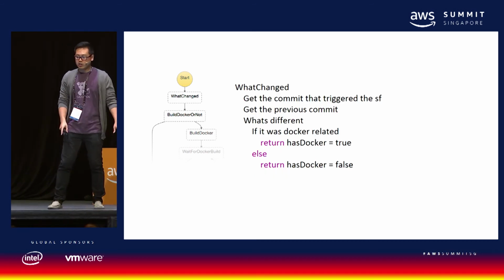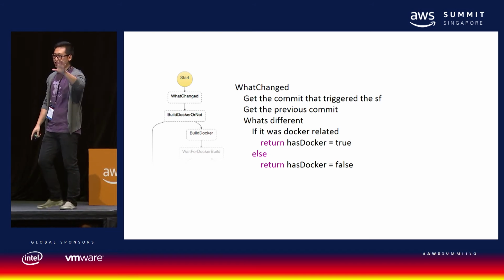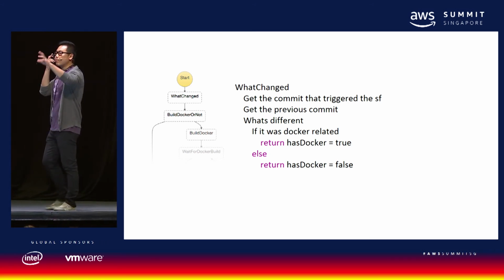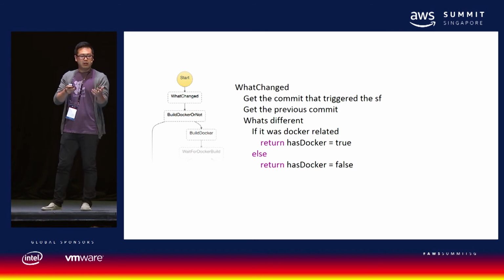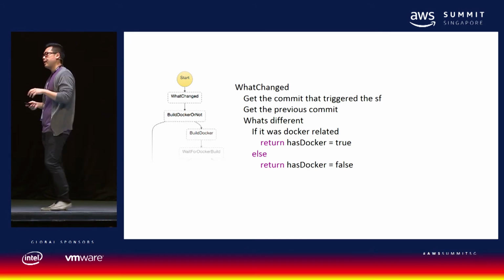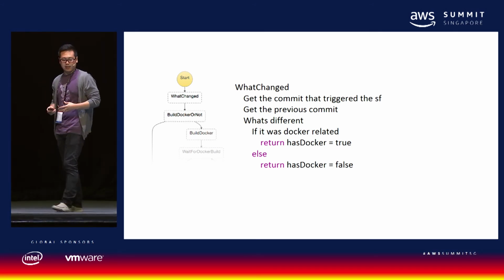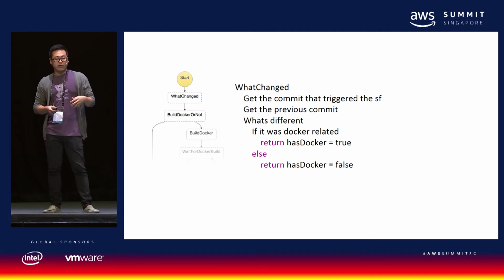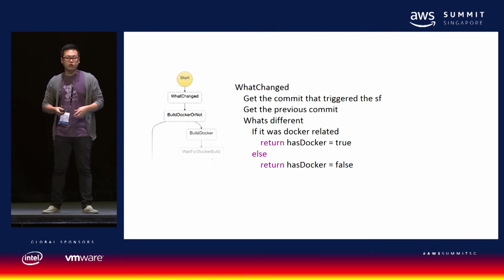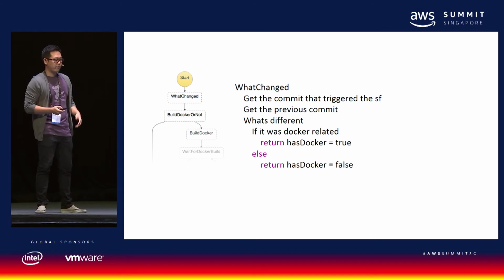So what changed is going to get this commit that triggered the step function. It's going to get the previous commit. It's going to see what the difference is, and then it's going to output a variable called hasDocker. And if it's Docker related, it's going to return hasDocker true. If it's not, it's going to return hasDocker false.